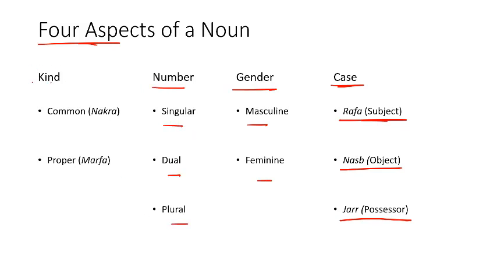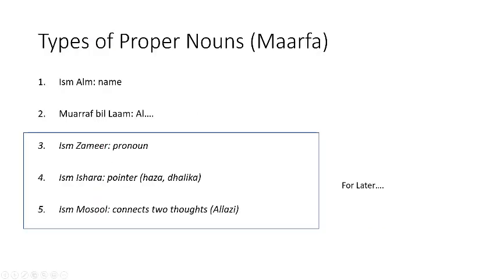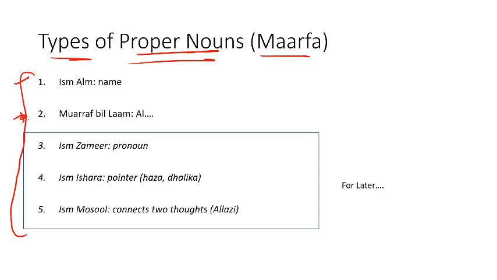And now we will talk about the kind of noun, which means whether the noun is a common noun, which is called nakra, or whether the noun is a proper noun, which is marfa. With respect to the types of proper nouns or marfa, there are 6 different types. In this lesson, we'll focus on type 1 and type 2.